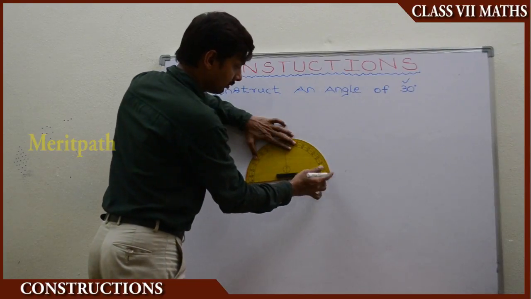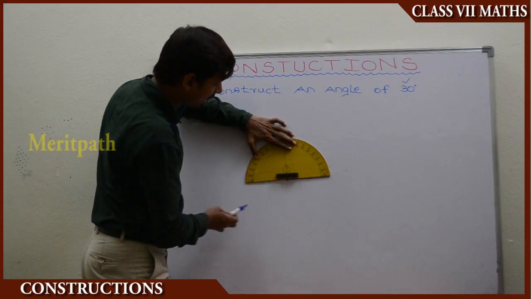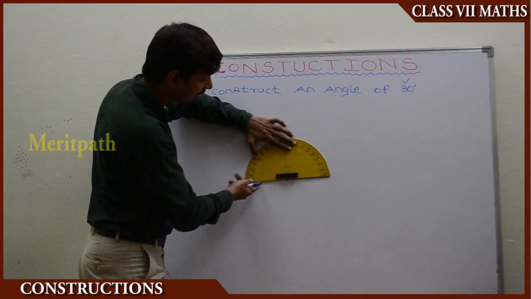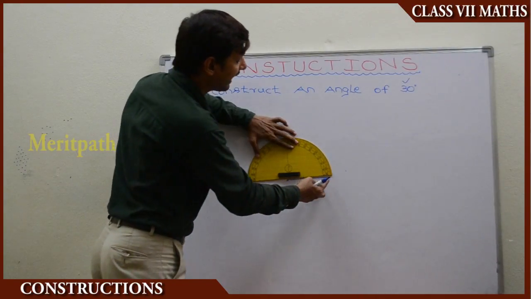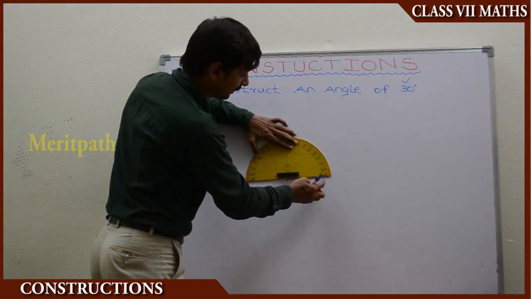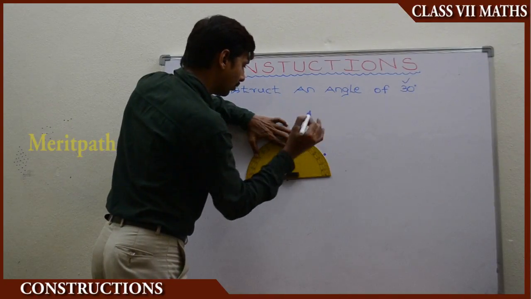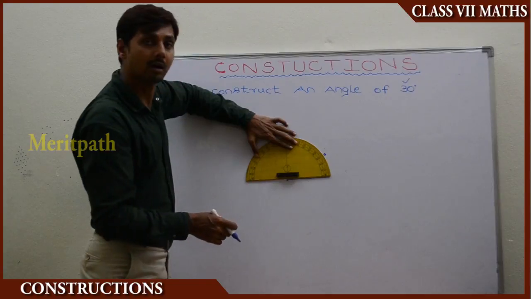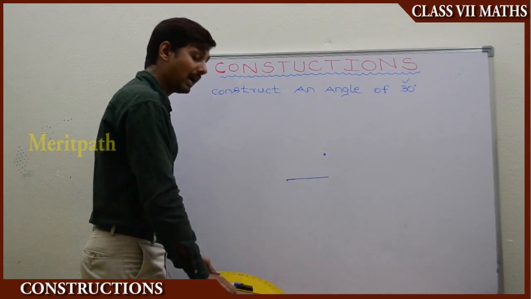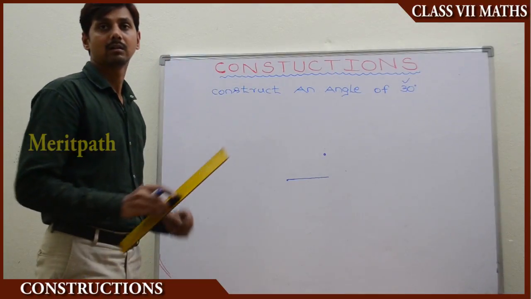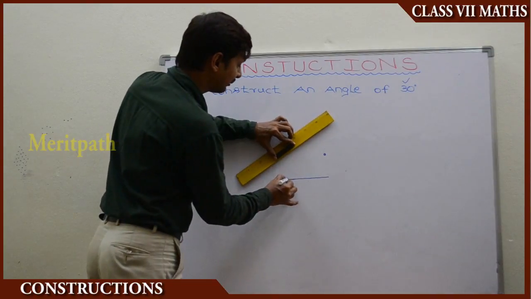So this is the 0, 10, 20. From here we need to count, because there is no base on the left hand side, so we should not count from the left. So count from the right hand side of the protractor. 0, 10, 20, 30. This is 30 degrees. So just mark a point on the protractor at 30 degrees. And after that, take out the protractor and join the point with the initial point on the line segment.